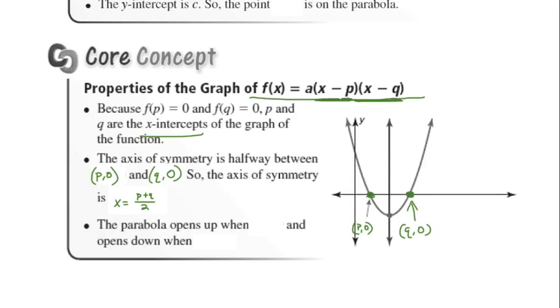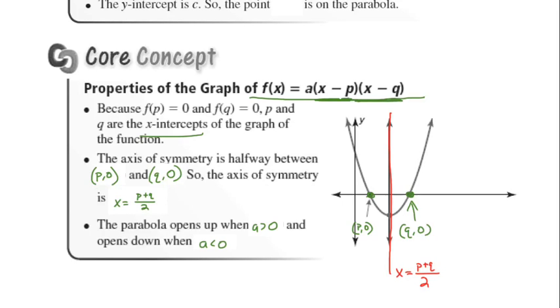Okay? And again, the parabola opens up when a is greater than 0, and it opens down when a is less than 0. All right. So if I were to label my graph a little bit, which I haven't done, my axis of symmetry right there is at the equation x equals (p plus q) divided by 2. So average those together, and you'll get the axis of symmetry.